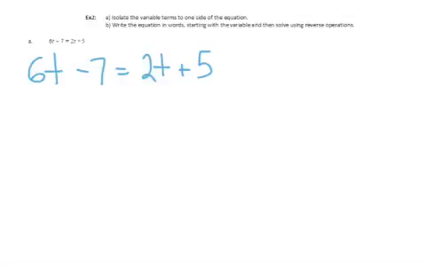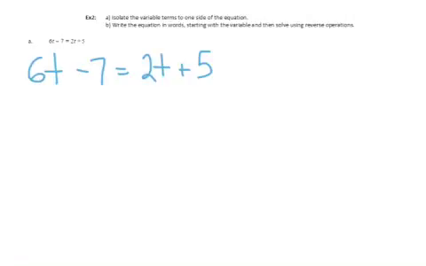Okay, so example 2 is asking me to isolate the variable terms to one side of the equation, then write the equation in words starting with the variable, and then solve using reverse operations. So to get all of the variables on one side, you could either bring this 2t over to the left, or you could bring this 6t over to the right. Either way is correct. I'm going to choose to bring all of the t's, all of the variables to the left side. So I'm going to bring 2t over to the left side of the equation.